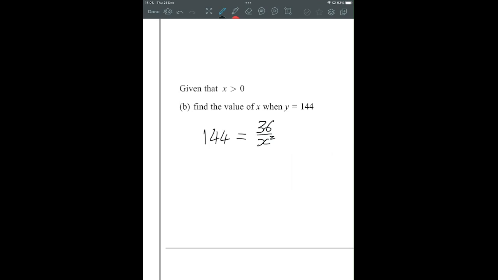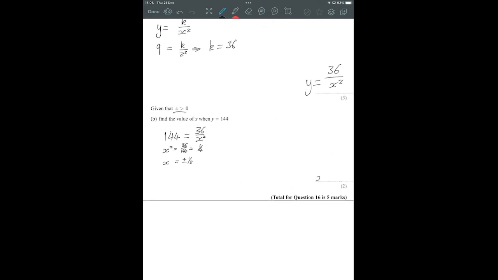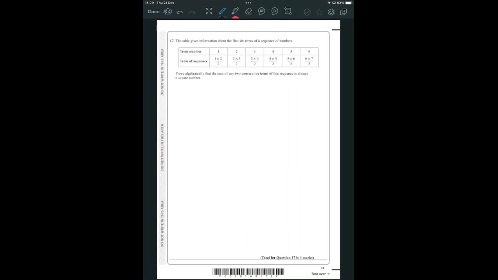Multiplying up by x squared, dividing through by the 144. Notice this was a similar trick that we had with the cos much earlier in the paper. And x comes out the square root of a quarter, which should be plus or minus a half, but we were told that x was positive, so my solution is just x equals 0.5, or 1 over 2. Always worth noticing why a question has said something.